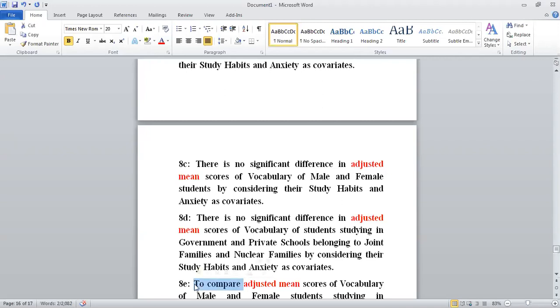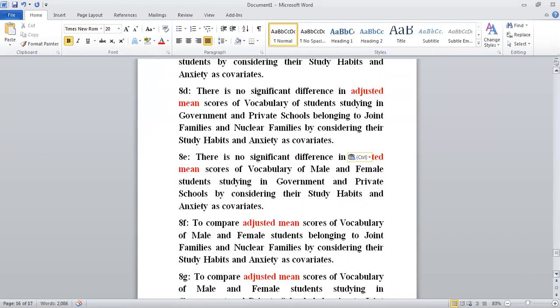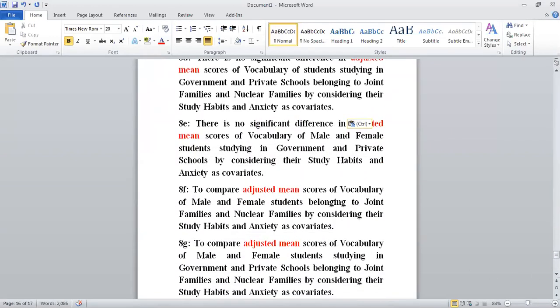The next hypothesis is like that: there is no significant difference in adjusted mean scores of vocabulary of male and female students studying in government and private schools by considering their study habits and anxiety as covariates.